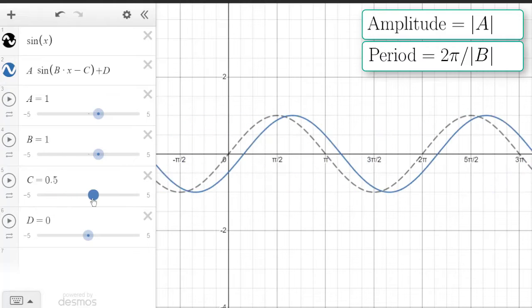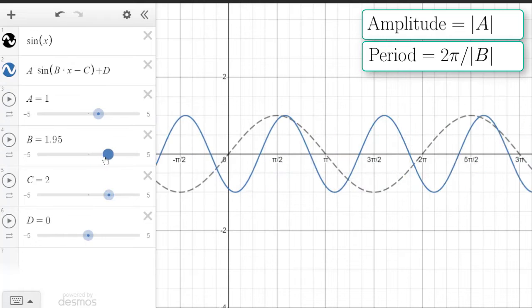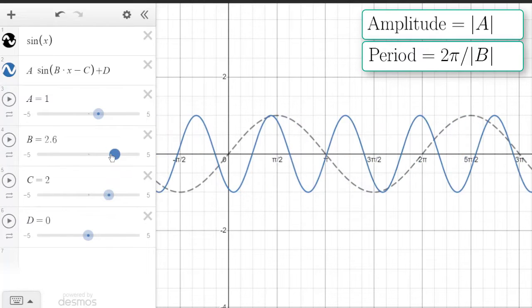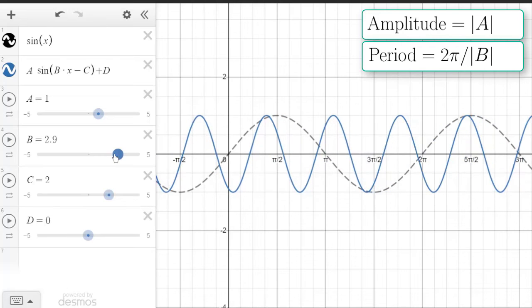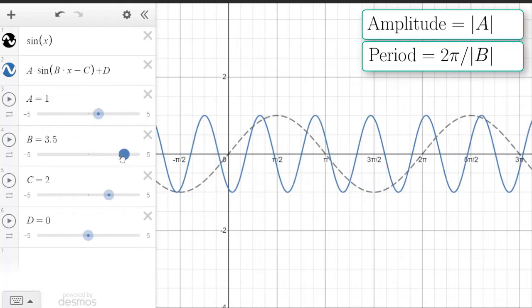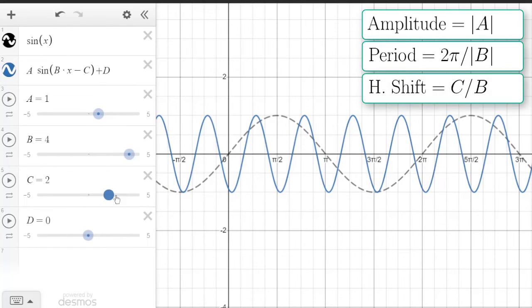Now, it looks as though, the way I have it now, that the value of c is exactly equal to the amount of shift. But we should be careful of that, because you'll notice if I adjust b, it also adjusts how much the graph has been shifted. So the shift amount is actually a combination of b and c. The horizontal shift is always equal to c divided by b.